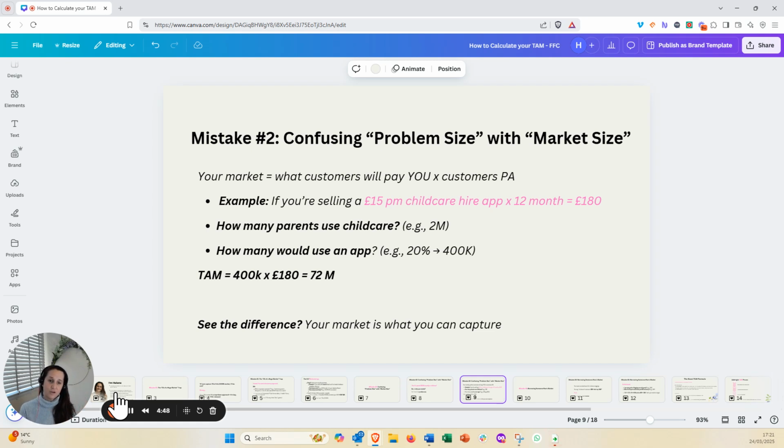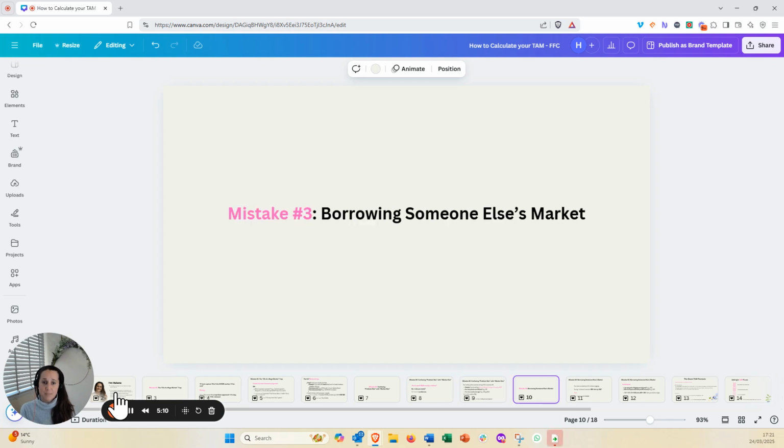So that's 400,000. And then to work out your TAM, you take your customers, the ones that would use your app, 400K, and then times that by the amount that you would make per year, £180, and that equals 72 million. That's your TAM. So you see the difference? The market is what you can actually capture.